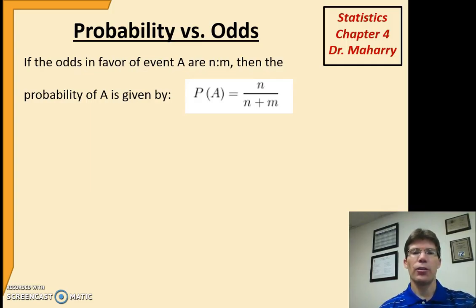Another way to think of it is, if the odds in favor of an event are n to m, then the probability is n over m plus n. Another way to think of this is if you have odds 5 to 1 or 10 to 1 or 6 to 3 or whatever, you can think of them as chances for versus chances against an event occurring.